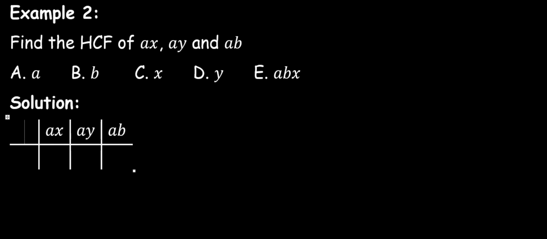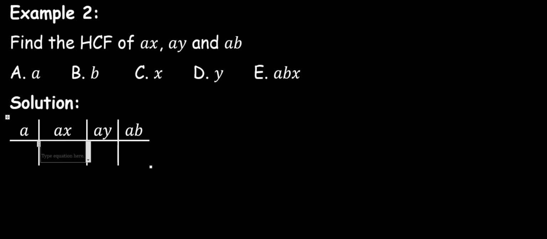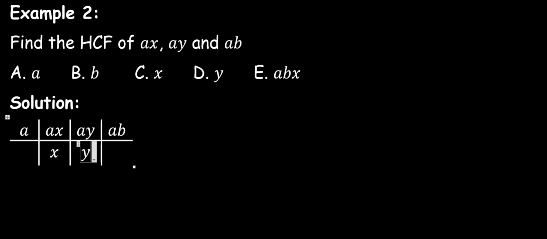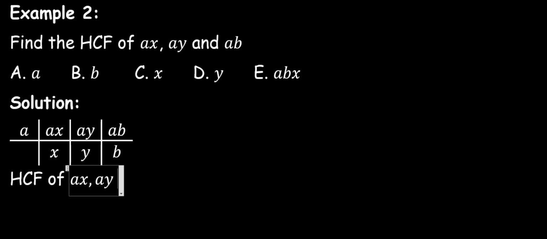Now, when you look at the given values, the common factor here is a. a divide ax will give you x. a divide ay will give you y. a divide ab, b will be left. Now, the resultant values, no other common factor can divide. Conclusively we say the HCF of ax, ay, and ab is equals to a.